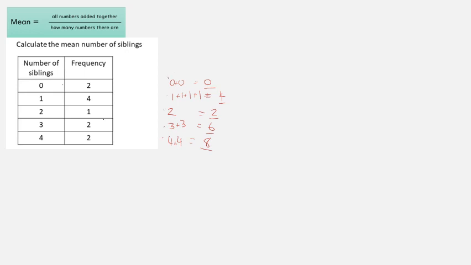Well, do we notice, 0 times 2 is equal to 0. Well, that matches up with this number here. 1 times 4 gives me 4. Well, that 4 matches up with the 4 there. 2 times 1 gives me 2. Well, that matches up with the 2 here.